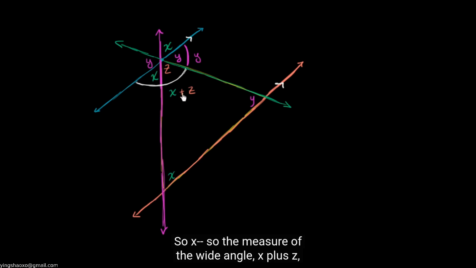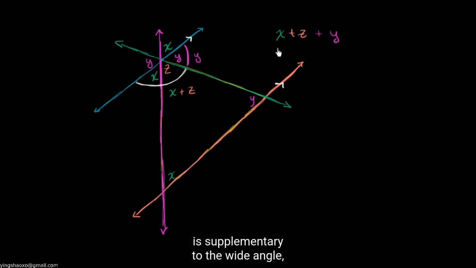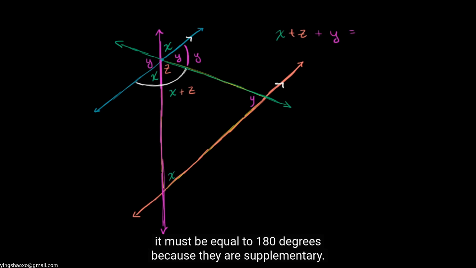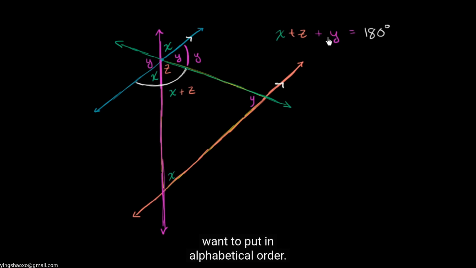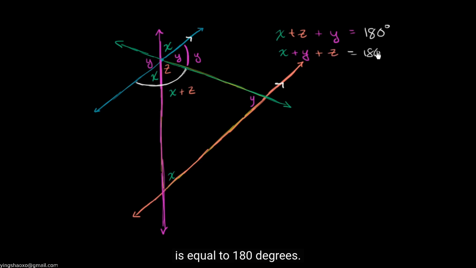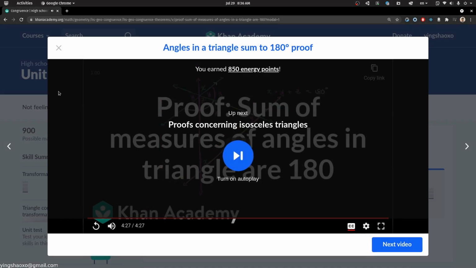So the measure of the white angle, x plus z, plus the measure of the magenta angle, which is supplementary to the white angle, must be equal to 180 degrees because they are supplementary. Well, we could just reorder this if we want to put it in alphabetical order, but we've just completed our proof. The measure of the interior angles of the triangle, x plus z plus y, we could write as x plus y plus z if the lack of alphabetical order is making you uncomfortable. We could just rewrite this as x plus y plus z is equal to 180 degrees. And we are done.